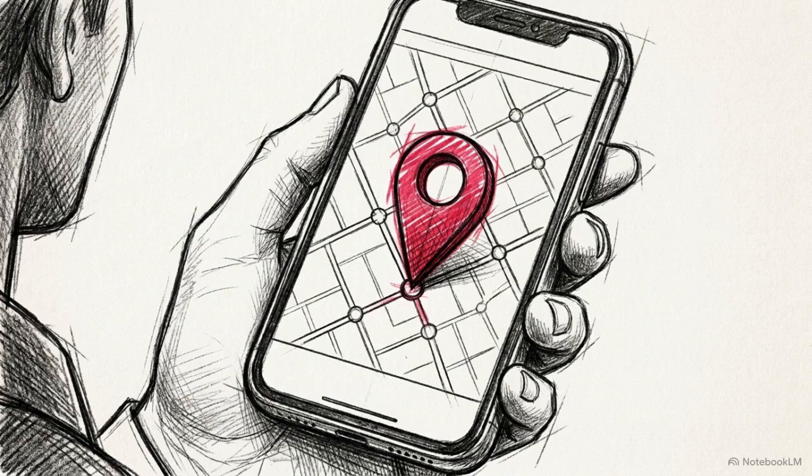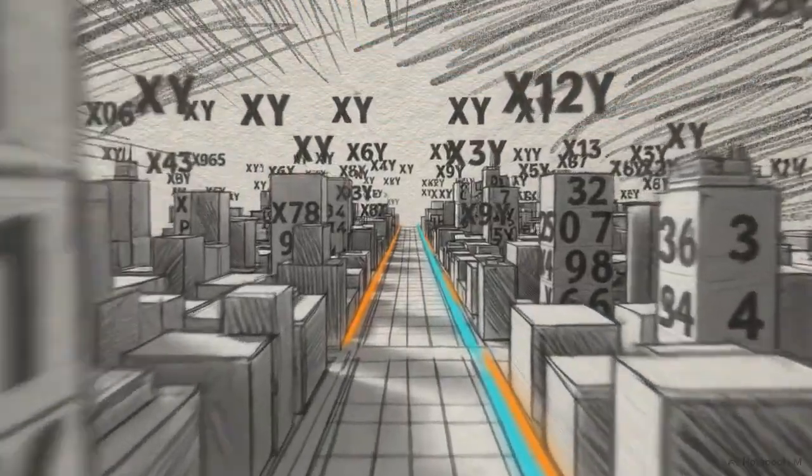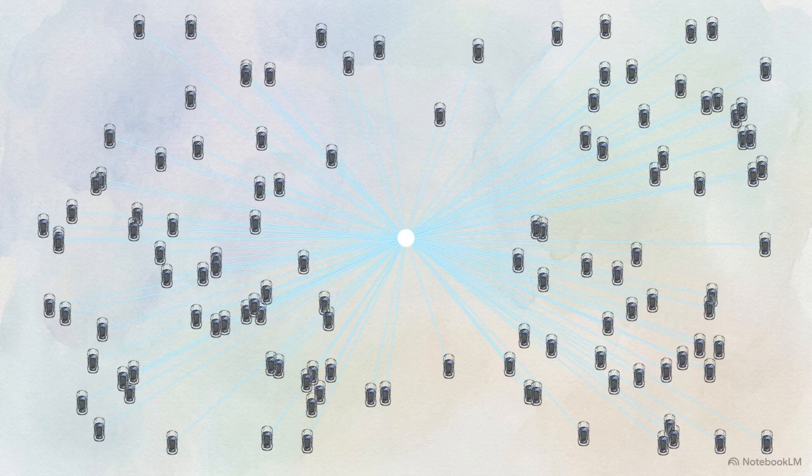You open an app, drop a pin, and request a ride. Behind the scenes, the server has to find every available driver within a strict 2-kilometer radius of your exact coordinate. The simplest way to solve this is to take your coordinate and calculate the exact mathematical distance between it and every single driver currently logged into the city's network.